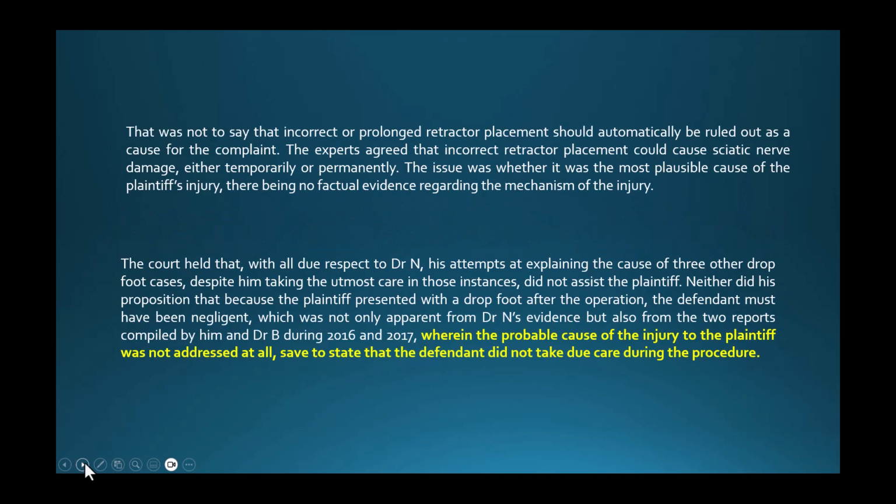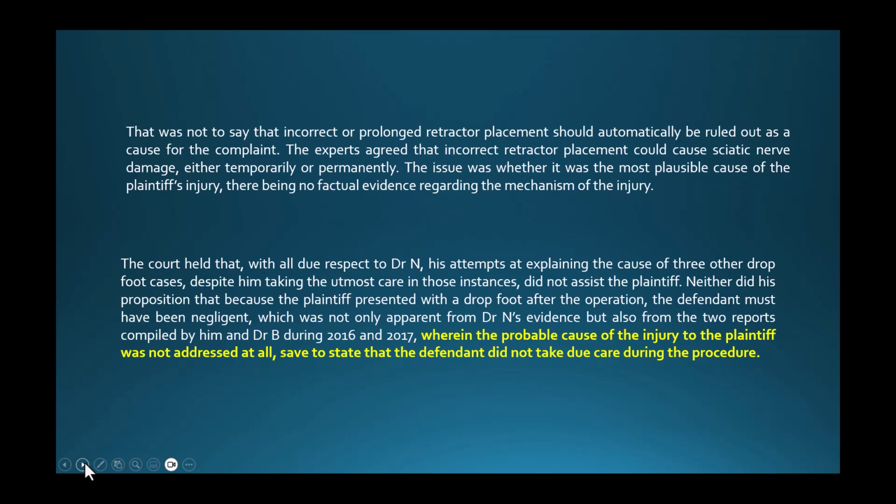The court went on to say that was not to say that incorrect or prolonged retractor placement should automatically be ruled out as a cause for the complaint. The experts agreed that incorrect retractor placement could cause sciatic nerve damage either temporarily or permanently. The issue was whether it was the most plausible cause of the plaintiff's injury, there being no factual evidence regarding the mechanism of the injury. That's important. No factual evidence regarding the mechanism of the injury. Was it the most plausible cause? In other words, balance of probabilities. Has the plaintiff discharged the onus on her?